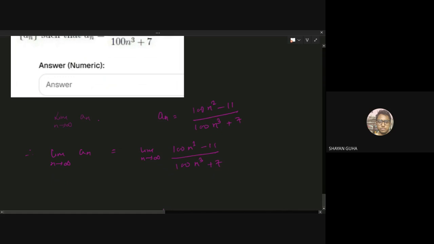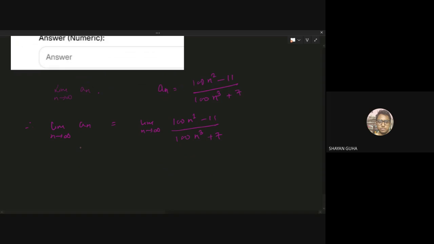We have n to the power 2 as the highest degree term in the numerator, and the denominator has n to the power 3. So what we will do is we will divide both numerator and denominator by n cube. Why? In most cases we divide by the highest power. So I will get limit n tends to infinity (100 n square minus 11) divided by n cube, total divided by (100 n cube plus 7) divided by n cube.